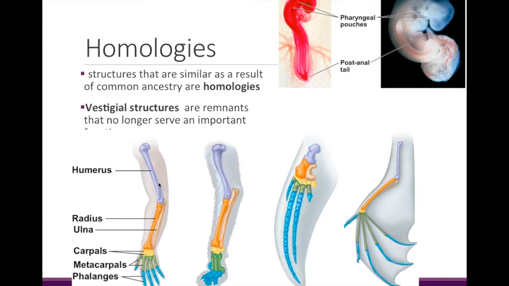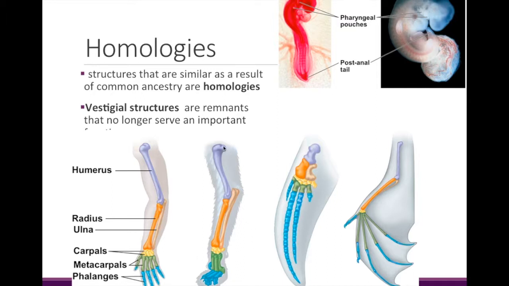So on the bottom, you can see four forelimbs. We have the human, the cat, the whale, and the bat. So think about the bones in your arm. The humerus is in the arm, the radius and ulna are in the forearm, and then you have carpals, metacarpals, and phalanges in your hand.